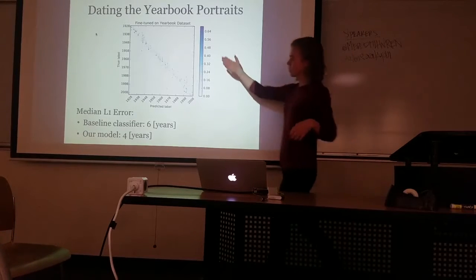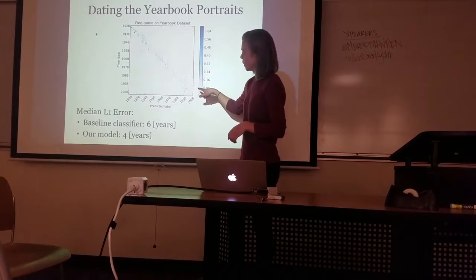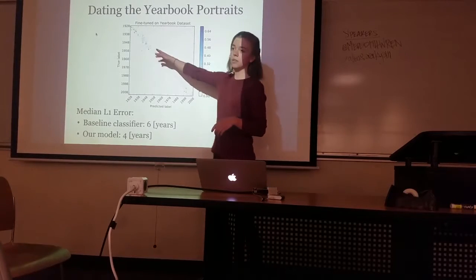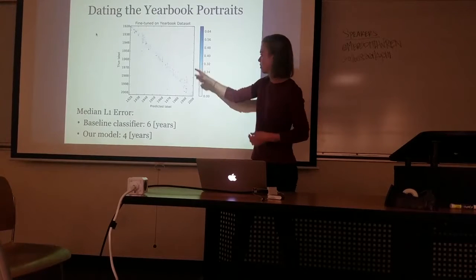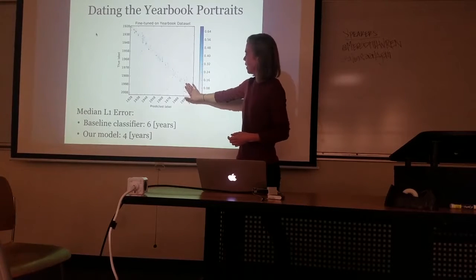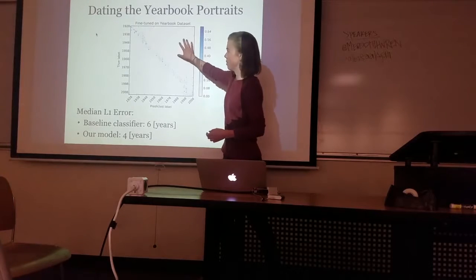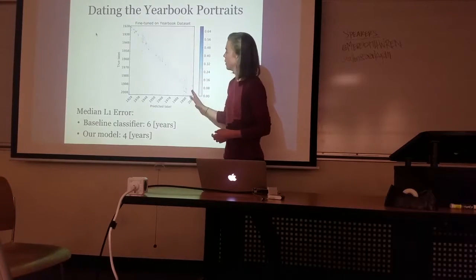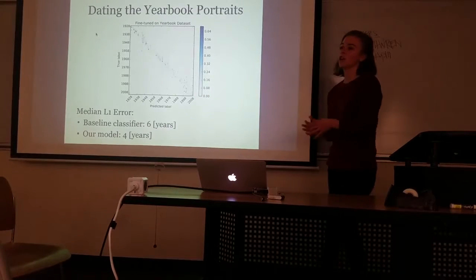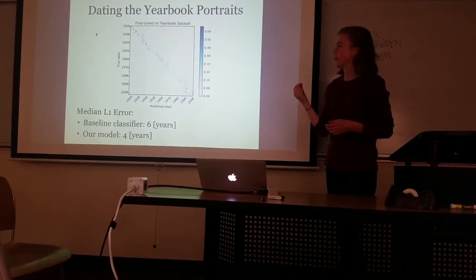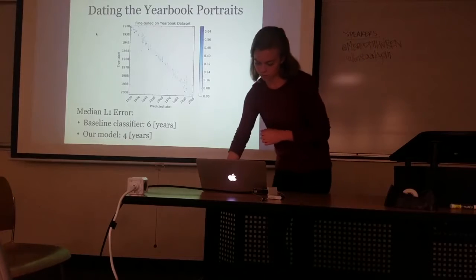And this is what we call a confusion matrix, where if you're on the diagonal, that means you've made the correct prediction, and if you're off the diagonal, that means you're off. If you have a lot of points up here, that would mean you're really far off. But we can see that our points are clustered close to the diagonal, so that means that when we're making errors, we're pretty close to the correct year. We're just off by a few years.